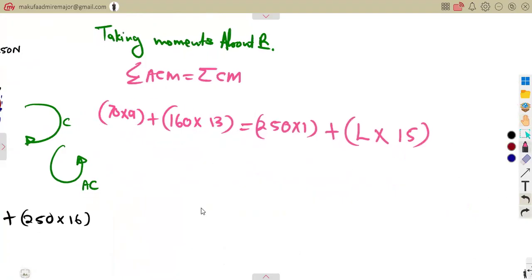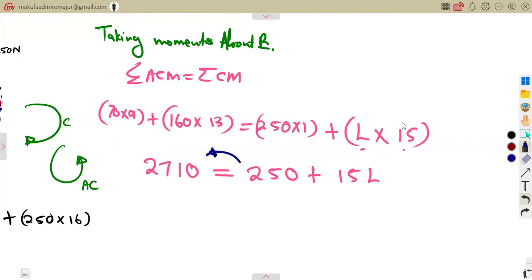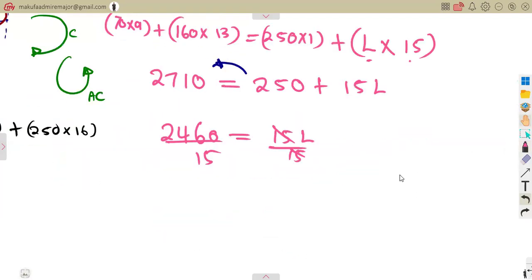Combine the left-hand side, you obtain 2,710 is equal to 250 times 1, that is 250, plus L times 15, that's 15L. So you can take the 250 to the left-hand side, that's a negative. This is going to give us 2,460 is equal to 15L. So you've got your L by dividing by 15 both sides. So our L in this case was going to be 164 Newton.